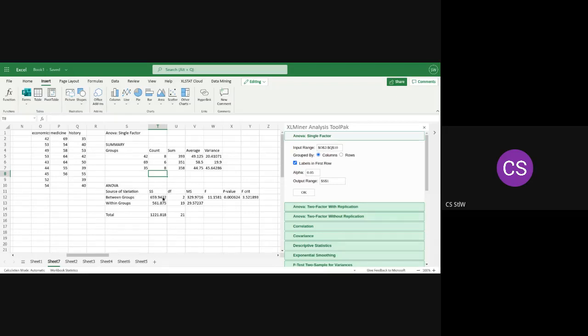So we have sum of squares, you have it there, and then you have the degrees of freedom, and then I think it means square, and then our F, our p-value, and our F critical. And then we have our total, and then our degrees of freedom total. So from what we can see is that the means are different, first of all. So with that, you can now go ahead and know if you're going to reject or accept.